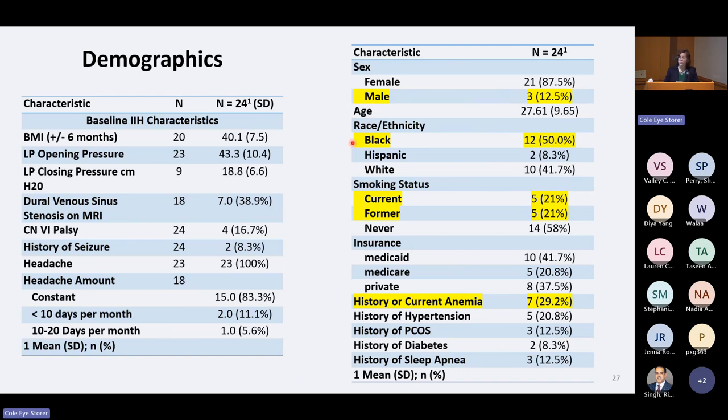We also found that the majority of our patients were Black, and this had not been reported before. And we also found a large number of chronic and former or current smokers as well. In addition, we found about a 30% rate of a history or current anemia, and we'll talk more about anemia throughout this presentation.